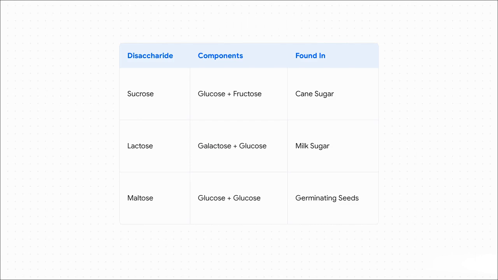And this bond is how we get the sugars you probably know from your kitchen. Take sucrose, that's just table sugar. It's a glucose linked to a fructose. Lactose, the sugar in milk, is a galactose linked to a glucose. And if you've ever heard of lactose intolerance, it's simply because a person's body doesn't make enough of the enzyme needed to break that specific glycosidic bond.